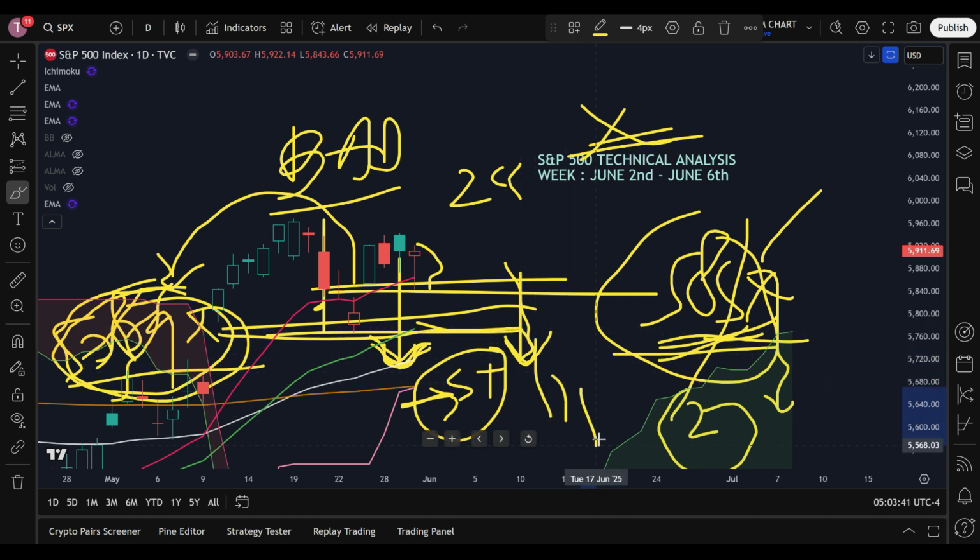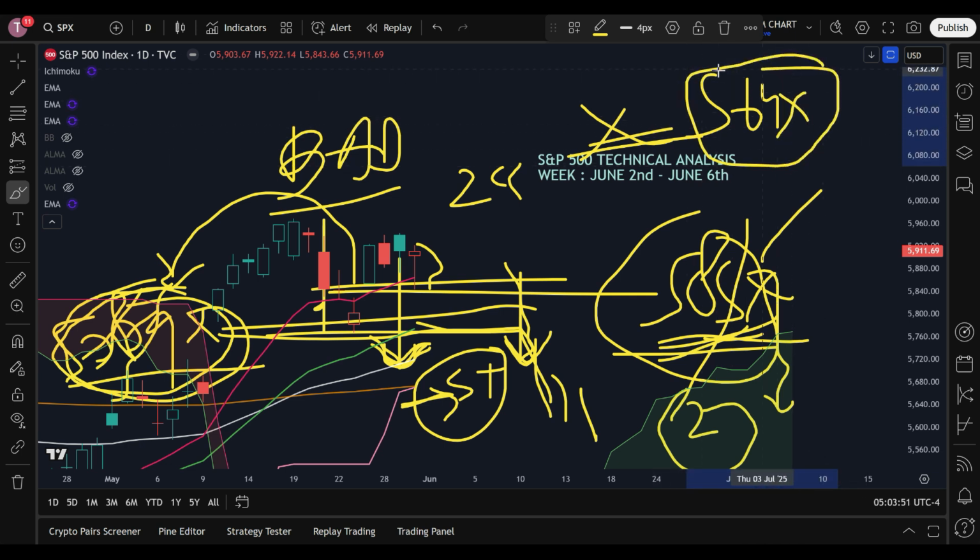Then there will be fall and fall. Now this fall will be to what? That is the question. This fall will be to 564x. This is my calculated heavy support level, and there is still a technical obligation which must be fulfilled. It is still pending.